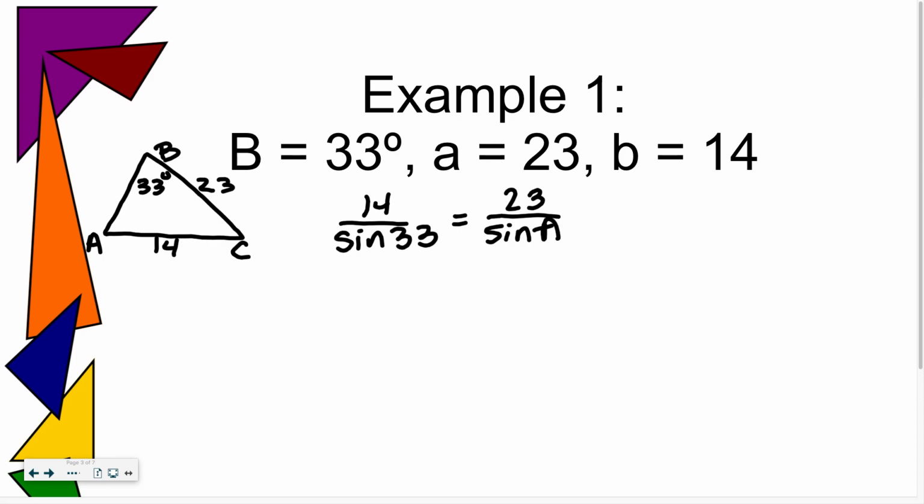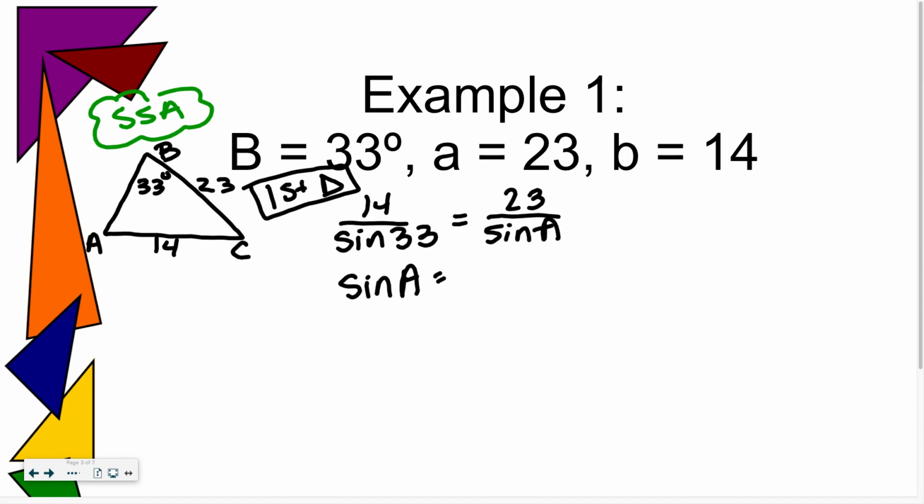Oh, and I'm going to mark this down as my first triangle. Because, of course, when I'm looking at this, I have side, side, angle. Bad word. I'm going to assume there are two. So I'm going to call this my first triangle. Well, I would solve by cross multiplying. I'm going to shortcut a little and say that the sine of A is equal to 23 times the sine of 33 all over 14.